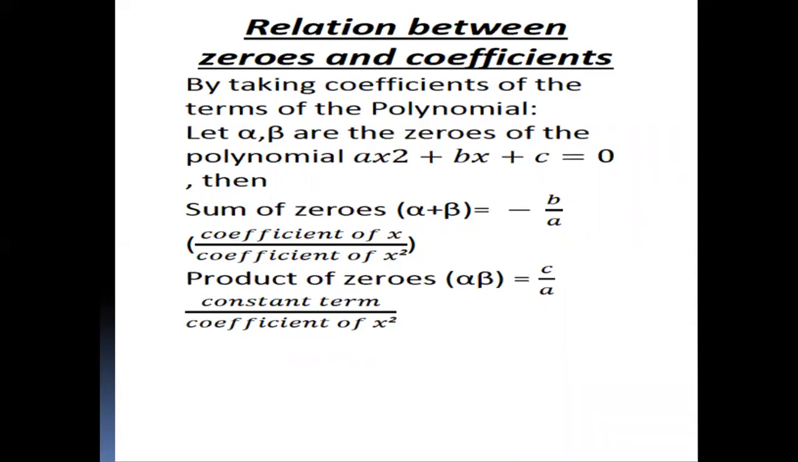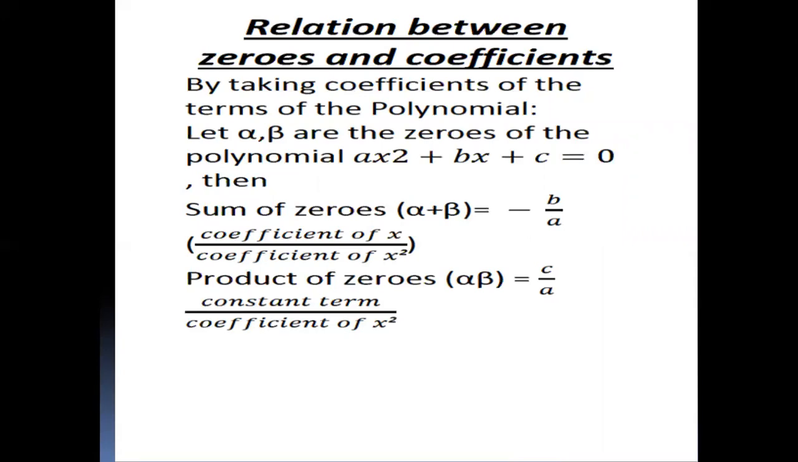Then the sum of zeros, that is alpha plus beta, because alpha is one zero and beta is another zero. The formula for the sum of zeros is minus b by a. So what is minus b by a? Here b is the x coefficient, a is the x square coefficient. So the formula is minus of the x coefficient by the x square coefficient.